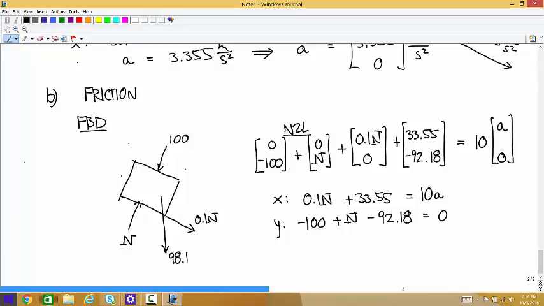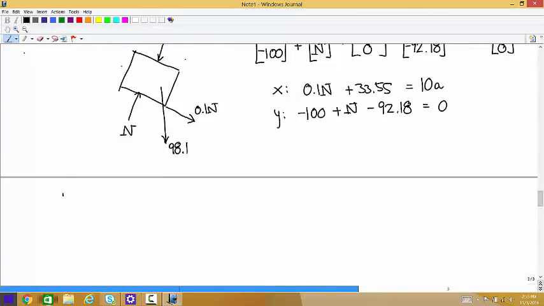When there was no friction, we could just go right to the x equation and solve for a. We can't anymore because now there's an n in there that we don't know yet. And so the approach we're going to take is the same as with all of these problems. We're going to use the y equation to find n, and then plug that n value into the x equation. So first, the y equation for n, and then plug n into the x equation.